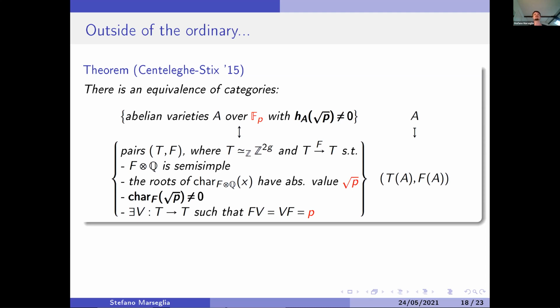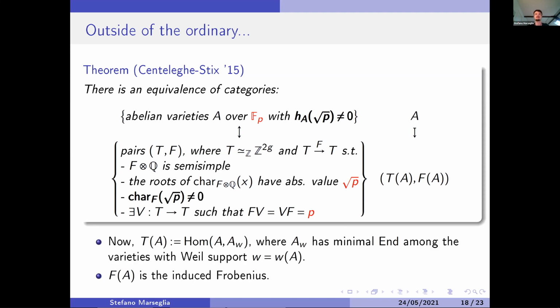The functor on the other hand is completely different. Indeed, Deligne's functor was going through canonical lifting, and now we cannot lift anymore because we are also going to consider isogeny classes that are not ordinary. And the functor goes as follows. The lattice is going to be a Hom set between our Abelian variety and an Abelian variety W that satisfies a minimality condition. Its characteristic polynomial has the same roots as the characteristic polynomial of A, but it's square free. Among all these Abelian varieties in this square free isogeny class, we take the one with minimal endomorphism ring, which is going to be our order Z[F,V], our friend. And F is the induced Frobenius.